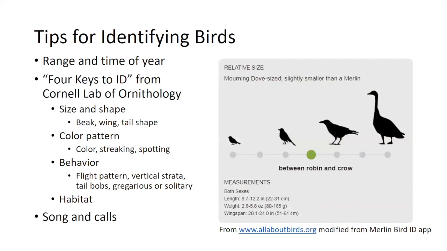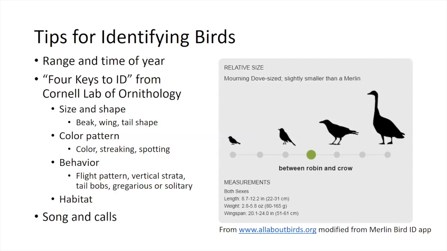So tips for identifying birds. The first question to ask yourself is, should this species be in my part of the country during this time of year? Cornell Lab of Ornithology, which is the best place to get bird information in general, has 4 keys to bird ID, which they say are size and shape. So that includes things like the beak shape, the wing shape, and the tail shape. The color pattern, which includes the color itself, as well as things like streaking and spotting patterns.